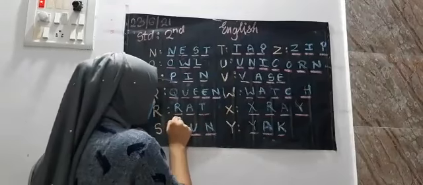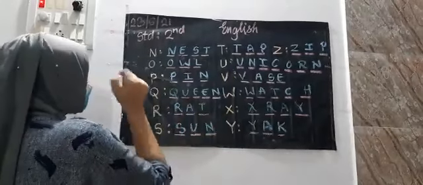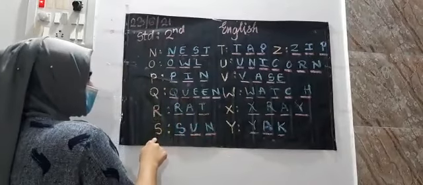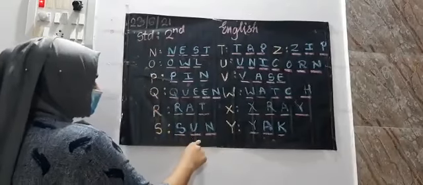What's the spelling of rat? R-A-T. Rat. After R which alphabet? S. S for sun. S-U-N. Sun. After S which alphabet?